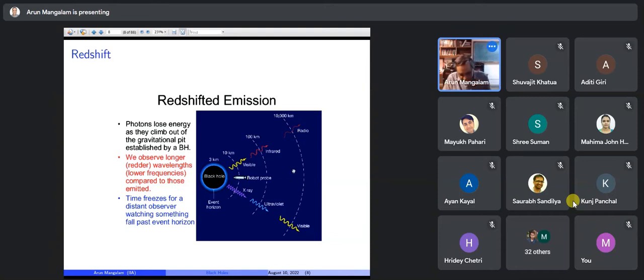So the photons become redder, or they have longer wavelengths or lower frequencies compared to those that are emitted. And the time freezes for a distant observer watching something fall past the event horizon.